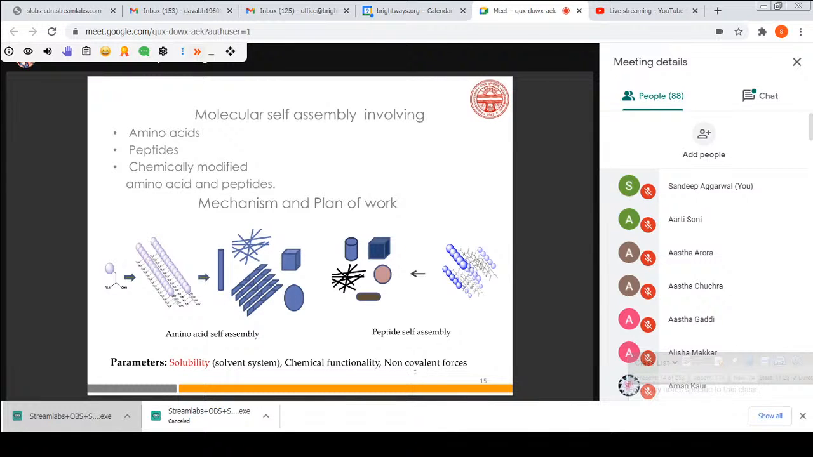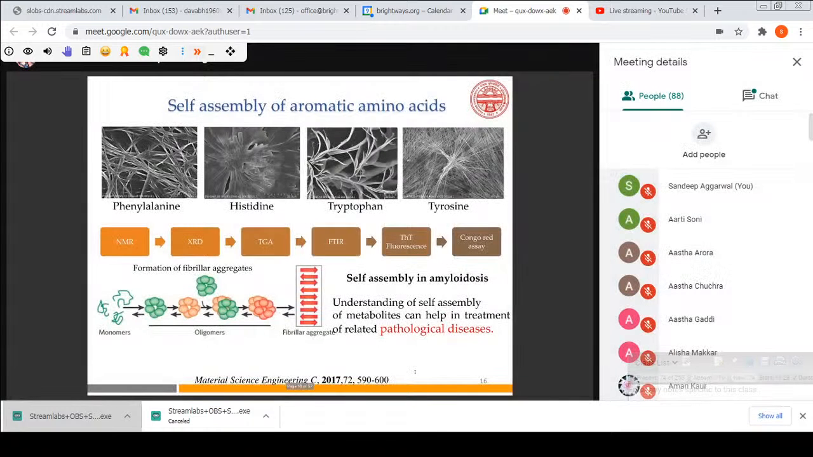And of course, as we have discussed in the case of proteins, you need to see what are the non-covalent interactions, what are the hydrogen bonds, what are the ionic interactions, how these interactions are playing part, and then you tend to get different structures. So I'd like to just start with one of the reports that we have published recently, in which we worked upon some aromatic amino acids. There are three or four aromatic amino acids such as phenylalanine, histidine, tryptophan, tyrosine.